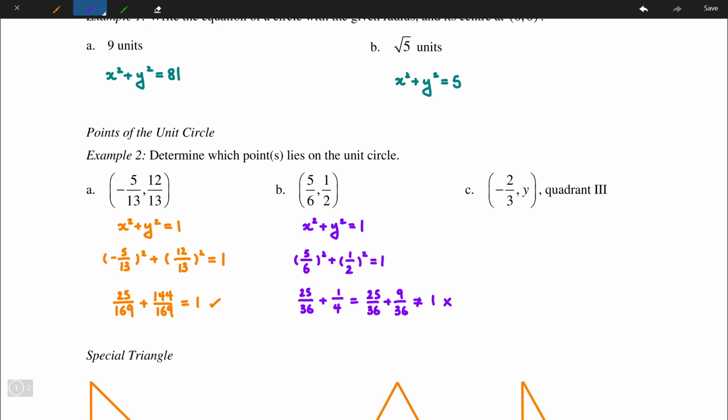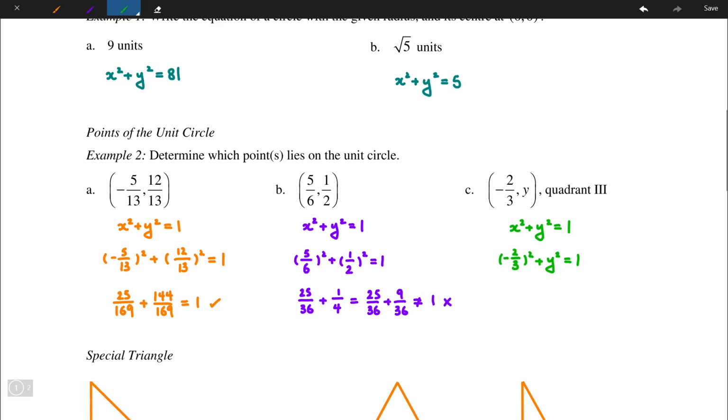So a related question is in example C. Here we're given only the x coordinate. We are to find the y coordinate if the point is on the unit circle and that it is in quadrant 3. Okay. So in this case, once again, we start with the unit circle, x squared plus y squared equals 1. We then substitute in negative 2 over 3, which will be squared, plus y squared equals 1.